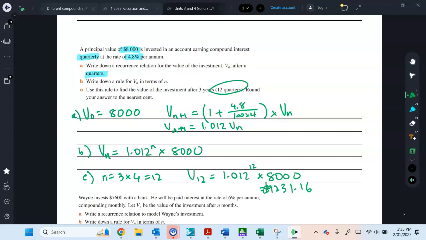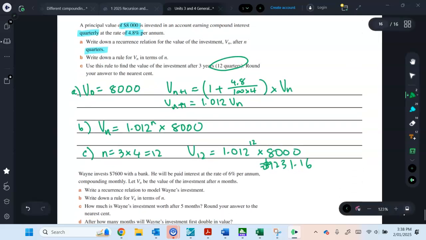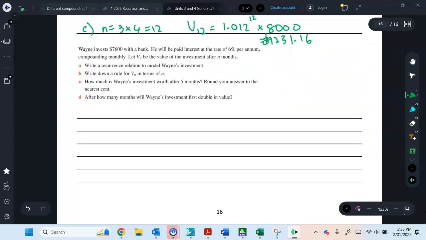All right, so after 3 years or 12 quarters, you have earned $1,231.16 in interest, which is pretty good. All right, let's have a look at this one.